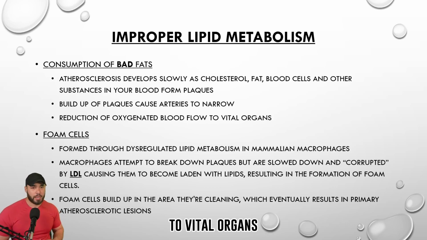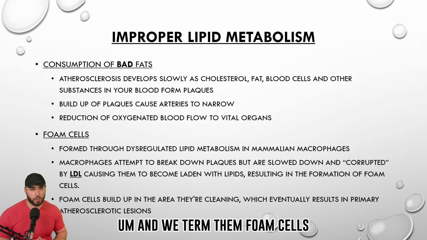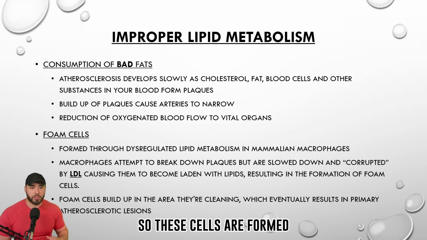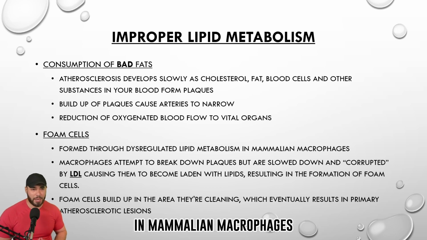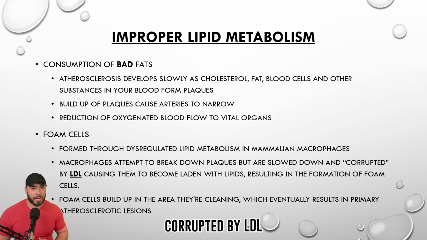Now, we have this specific thing that happens with macrophages, and we term them foam cells. These cells are formed through dysregulated lipid metabolism in mammalian macrophages. The macrophages attempt to break down plaques but are slowed down and, in a sense, corrupted by LDL, which are low-density lipoproteins, causing them to become laden with lipids, resulting in the formation of foam cells.